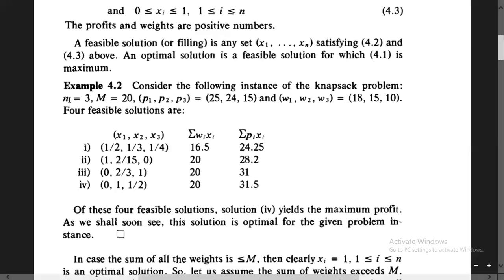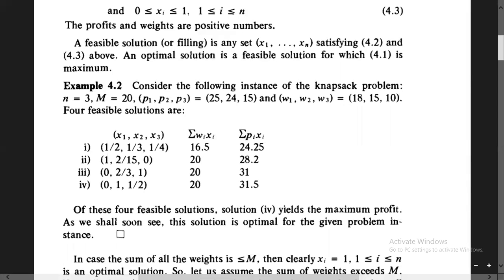So n equal to 3. That is, the total number of items we have is 3. Capital M is 20, which means the maximum capacity of the bag is 20. Then the profits. There are 3 items. If you take the first item, profit is 25. Second item will give you 24. And for the third item, the profit is 15. What is the weight of each of them? W1 is 18, W2 is 15, W3 is 10. Okay, so these are the weights.